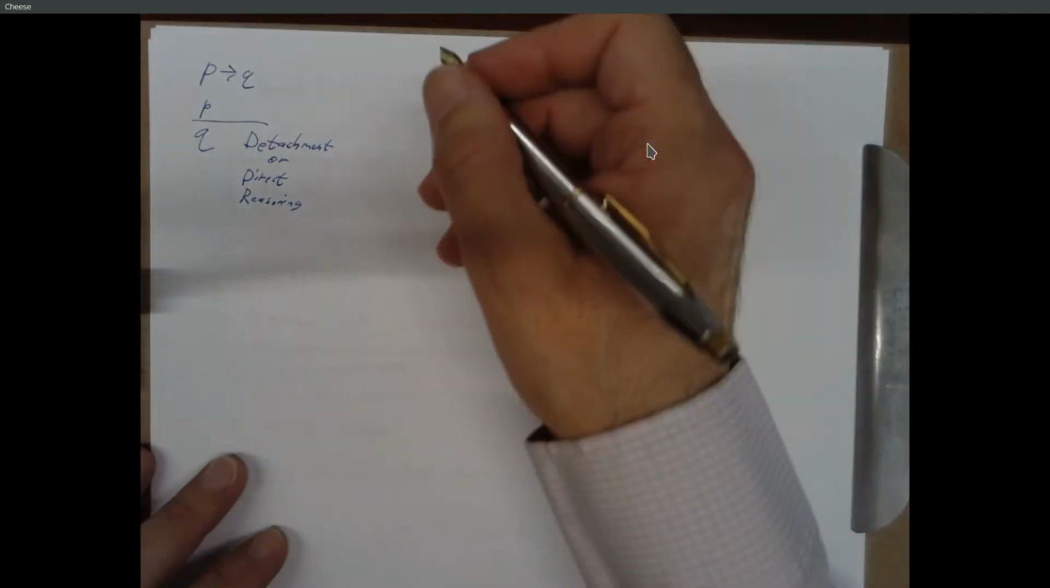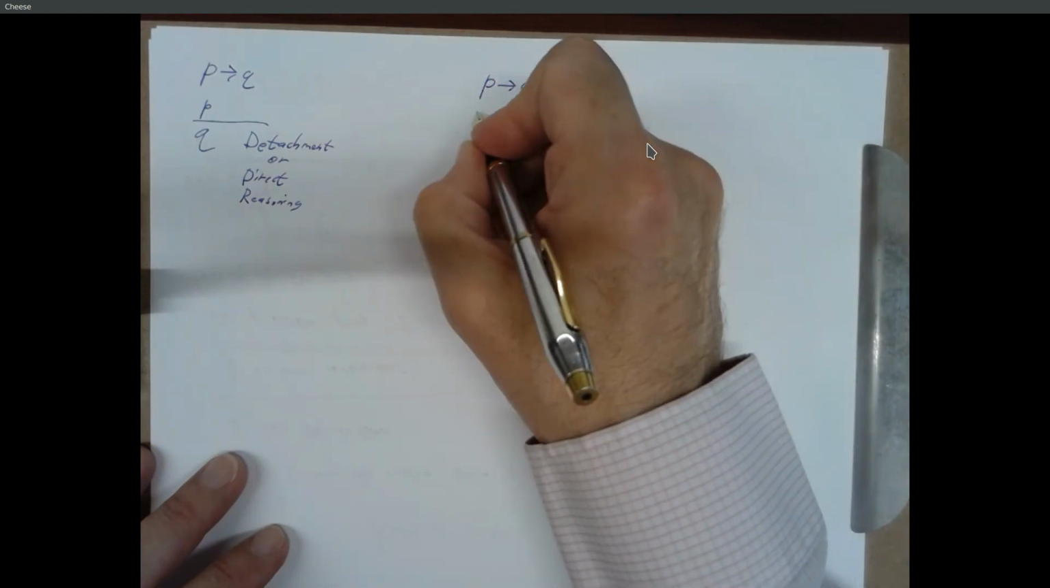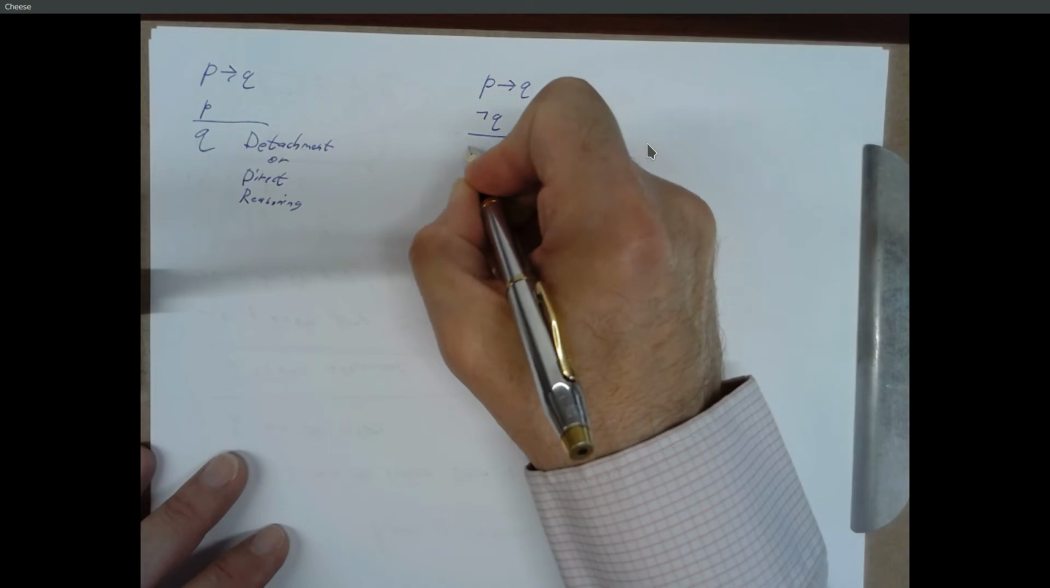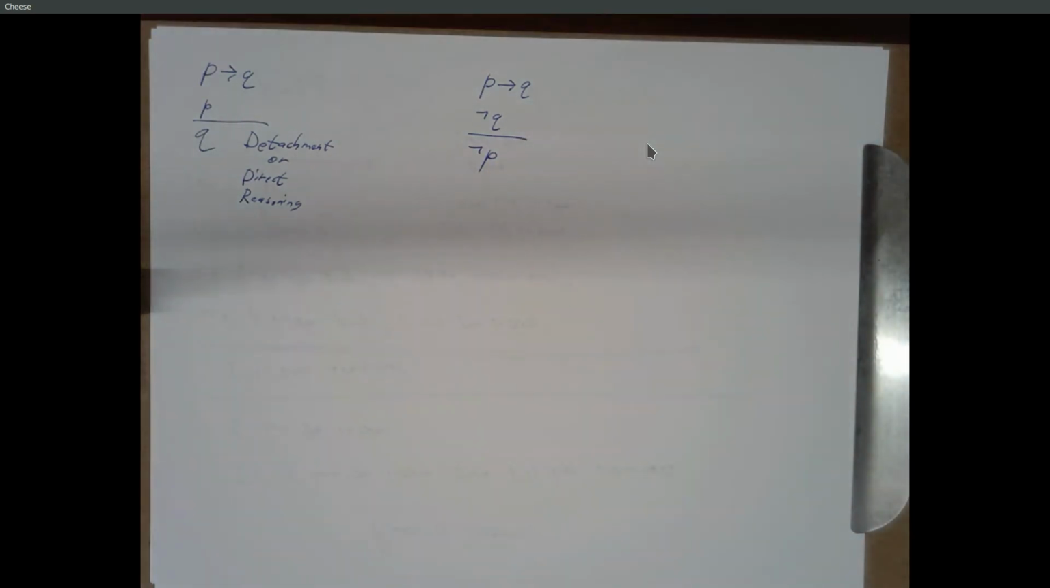So that's a rule of inference. Here's a slightly different form. Suppose we know if P then Q is true, and we also know that Q is false, not Q is true. We can conclude not P is true, or in other words, we can conclude P is false.